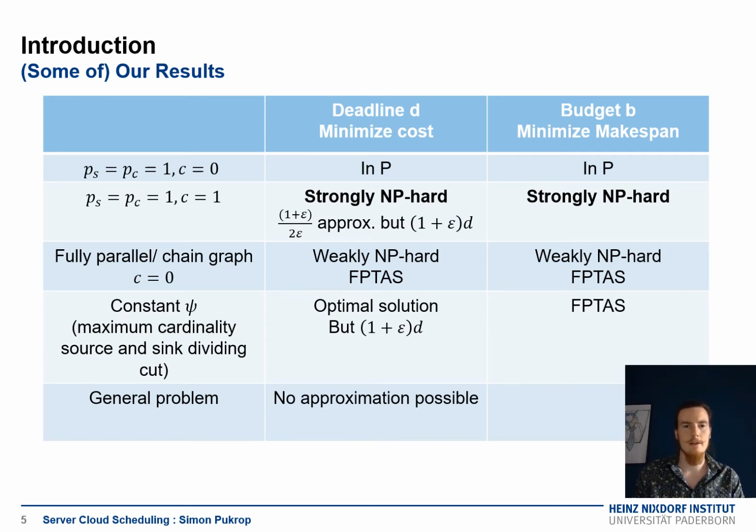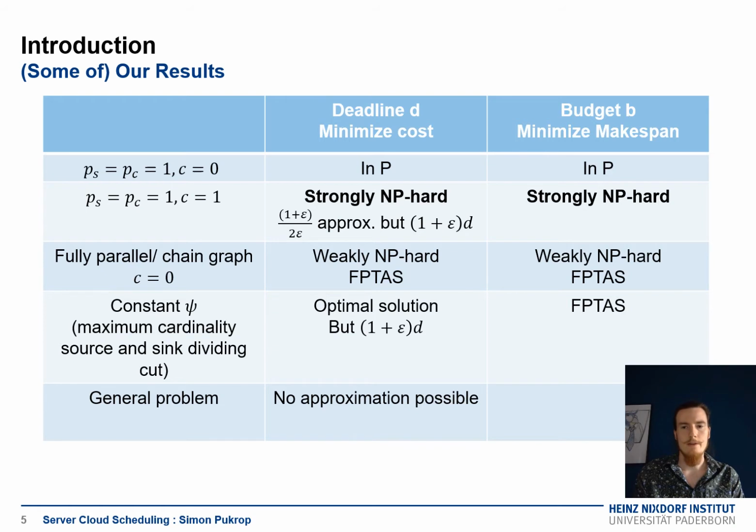We already make this a lot more interesting if we also include the communication delays. In both objective functions, we jump from a problem in P to a strongly NP-hard problem. This is what I want to give you a few more details on later in the talk. On the constructive side, for the minimization of cost, we also have a (1+ε)/(2ε) approximation algorithm, but that needs resource augmentation on the deadline of (1+ε) times the deadline.